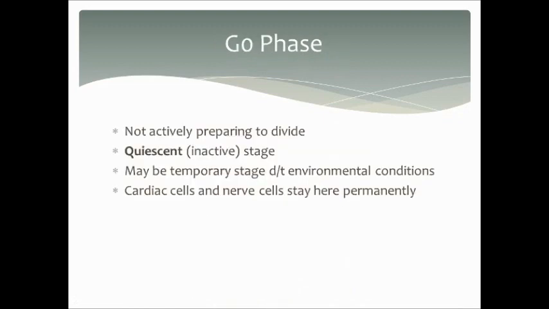In the G0 phase, also known as the quiescent or inactive stage, cells are not actively preparing to divide. This could be a temporary stage due to environmental conditions like not enough nutrients or the presence of certain growth factors. Cardiac cells and nerve cells are examples of cells that stay here permanently, which is why they have trouble repairing damaged tissue in the cardiovascular and nervous system, because they are not cells that divide actively.